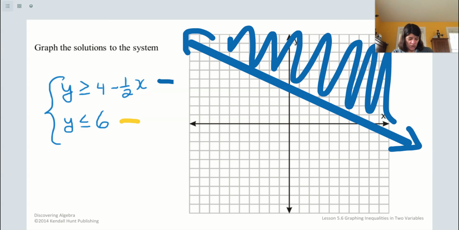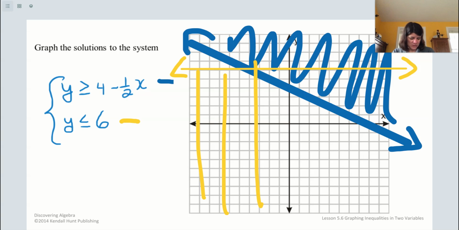And then y is less than or equal to 6. So that's another one that has an equal sign, so it's going to be a solid line again. Like so. And it says less than, so I would be doing the area under the line.